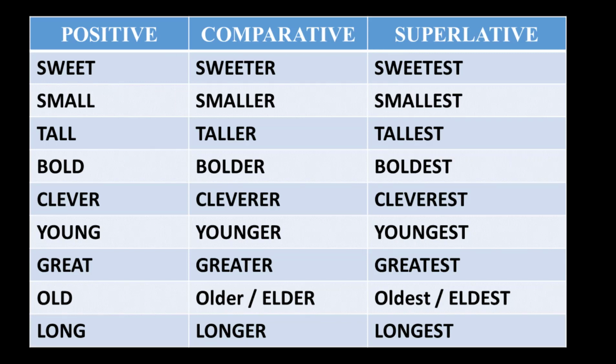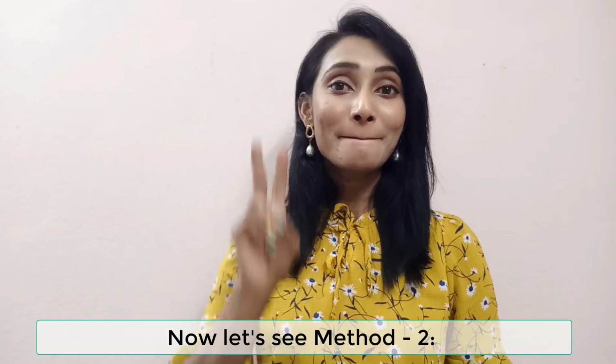Small, smaller, smallest. Tall, taller, tallest. Bold, bolder, boldest. Clever, cleverer, cleverest. Young, younger, youngest. Great, greater, greatest. Old, older, oldest, or elder, eldest. Long, longer, longest. Now let's see method 2.